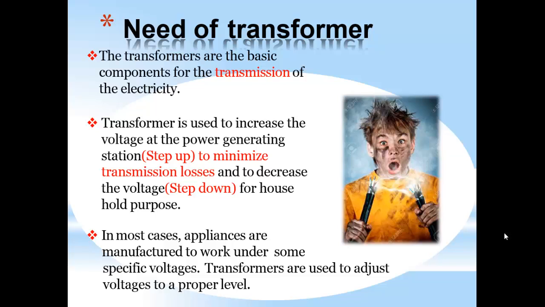Normally, the transformer is used to increase the voltage at the power generating station, and this is called the step-up transformer, in order to minimize the transmission losses during the transmission of power. And then it will be used to step down the voltage at the distribution level to supply power to the household or the commercial and industrial users.